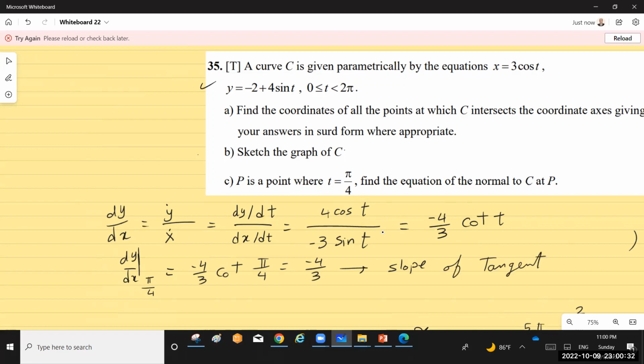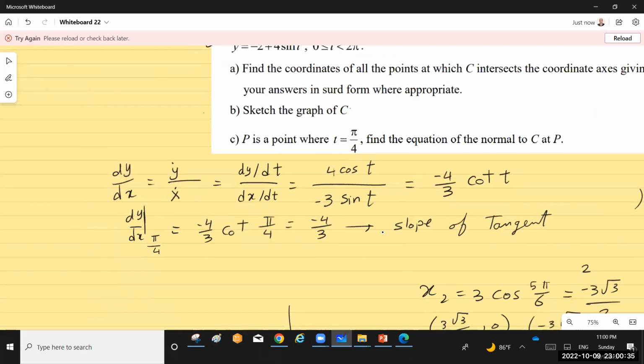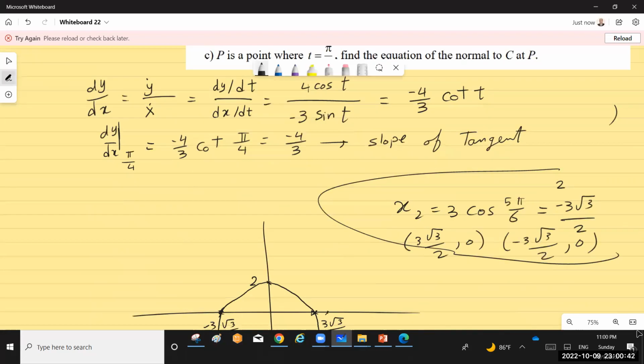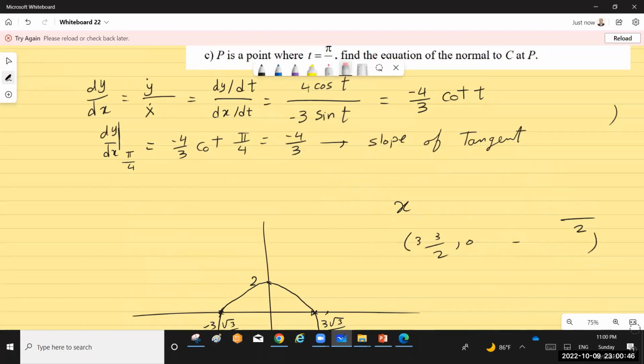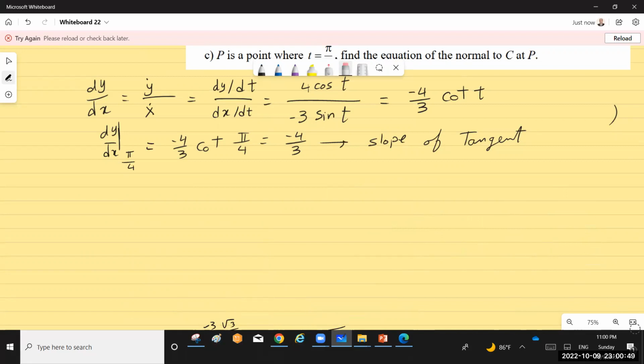After knowing the slope of the tangent, you can find the slope of the normal. Normal means perpendicular, so the slope of the perpendicular line or normal is 3 over 4. And I have the parameter pi over 4, so we need to find the Cartesian coordinates of the point at pi over 4.